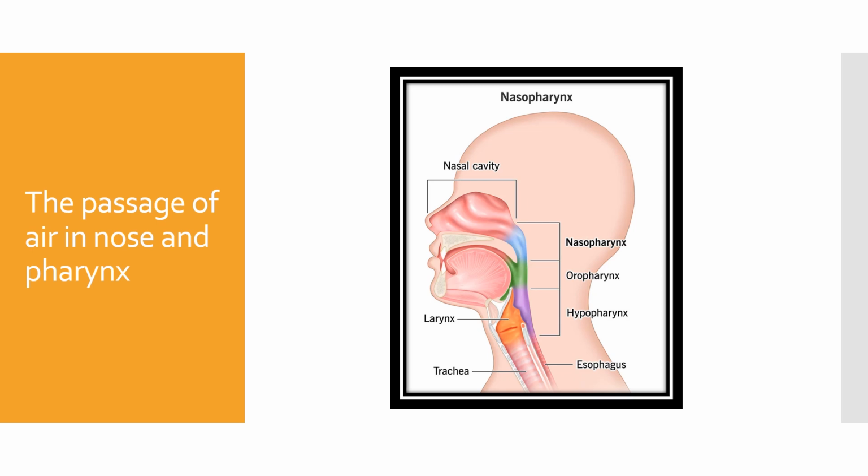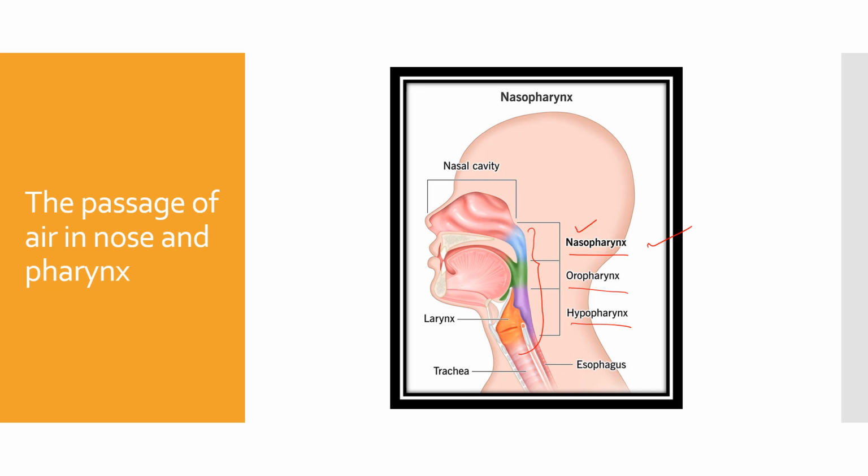As we have mentioned earlier, the air enters the nostrils and passes through the nasal cavity. After that it reaches the pharynx, and here we have divided the pharynx into three parts: the nasopharynx, the oropharynx, and the hypopharynx. Each part of the pharynx has different functions. So what is the nasopharynx? This connects your nasal cavity to the rest of your respiratory system.